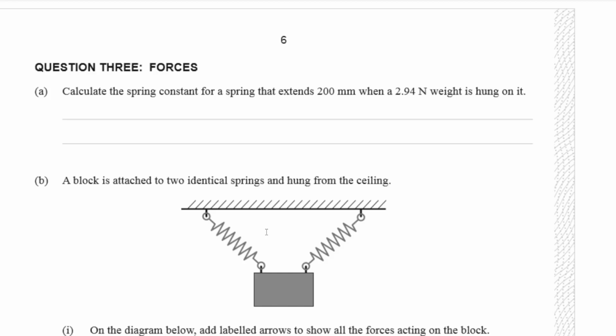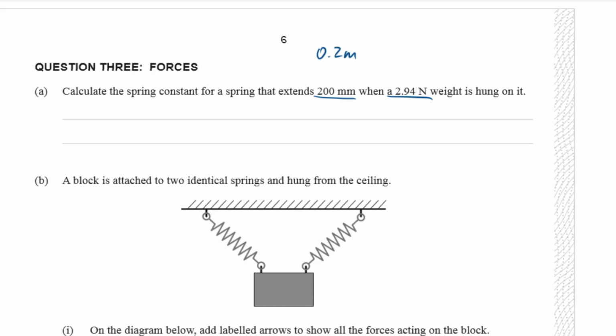Forces. So calculate the spring constant for a spring that extends 200 millimeters when a 2.94 Newton weight is hung on it. Oh my gosh, I can't draw today. So what do we know? 200 millimeters, that is a distance. What is that in SI units? 200 millimeters would be 0.2 meters. And we are given 2.94 newtons of a weight.